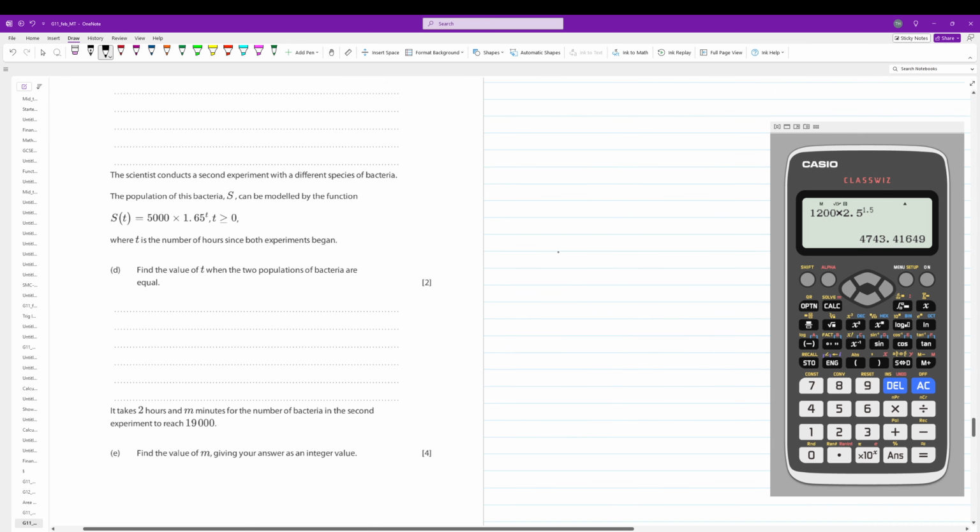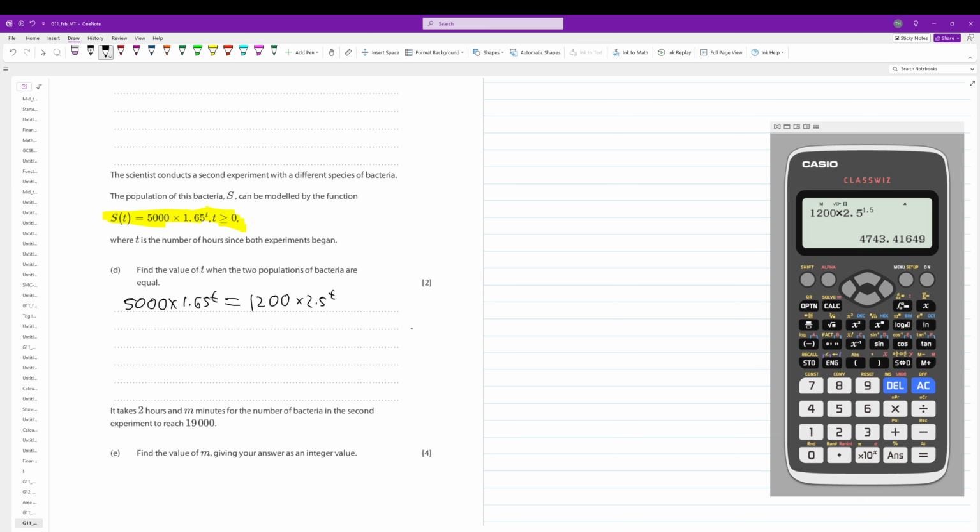Here we go. So, conducts a different experiment with a different species. I've got a new lovely formula. Find the value of T when the two populations are equal. Okay, now there's lots and lots of ways that you can do this, and by lots and lots of ways I mean 2. That wants to be equal to that times 2.5 to the power of T. And now it's my job to figure out what is T.